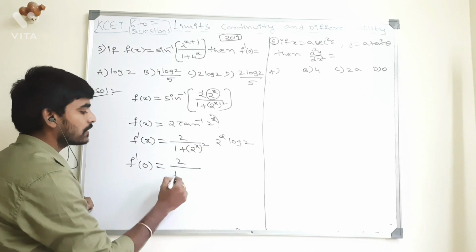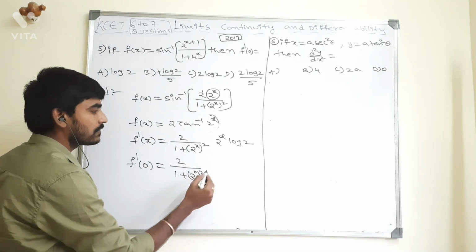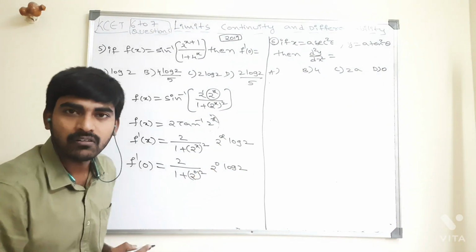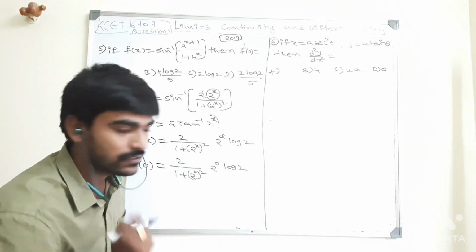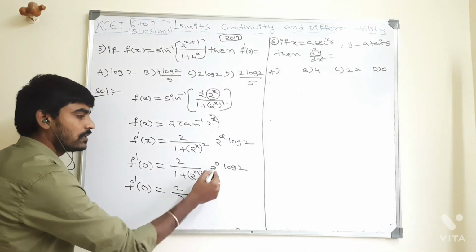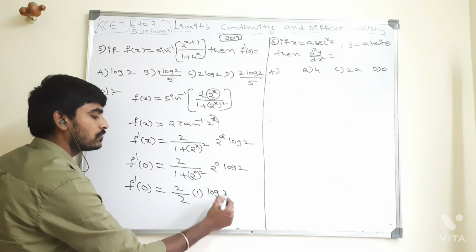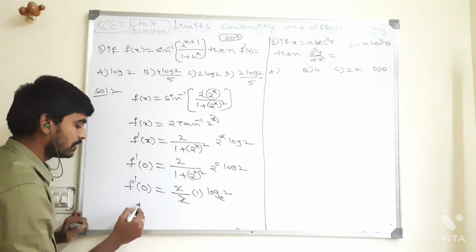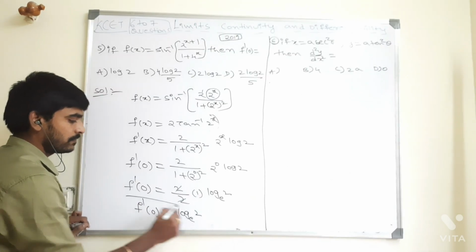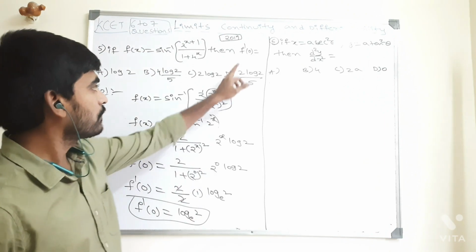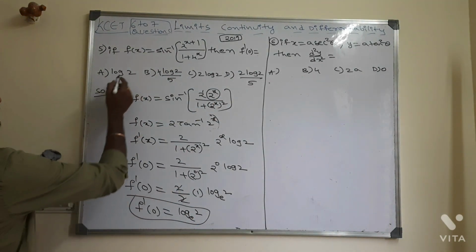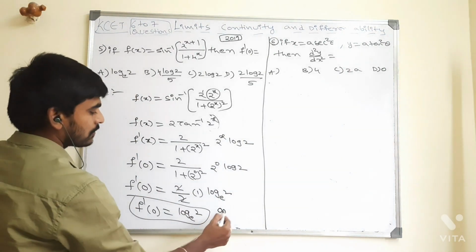Start now. F dash of 0: 2 divided by 1 plus 2 power 0 whole square, into 2 power 0 of log 2. Anything power 0 is 1. So f dash of 0 is 2 by 2, anything power 0 is 1, of log 2. Base is e, nothing else is there. So finally f dash of 0 is equal to log 2 base e. You got it, right? Log 2 base e. So which option is correct there?